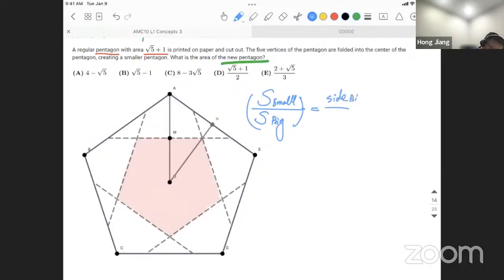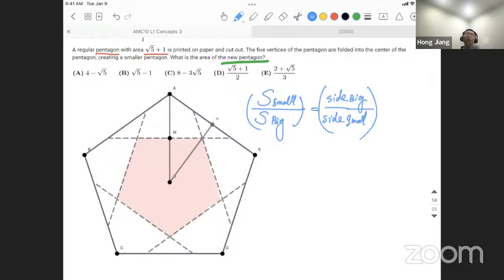Side big, side small. Side big, side small. Okay. How can we figure out what is the side big, side small, right?